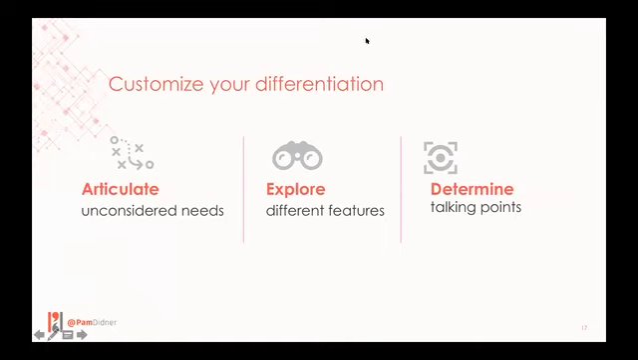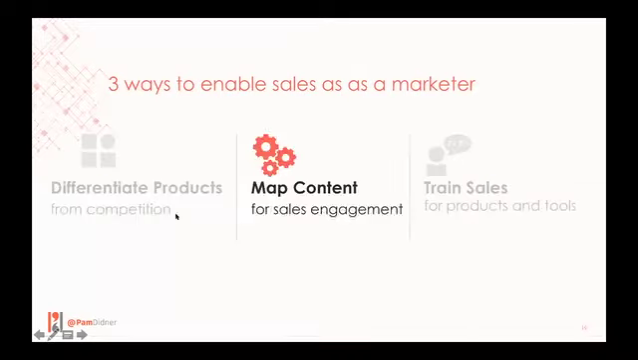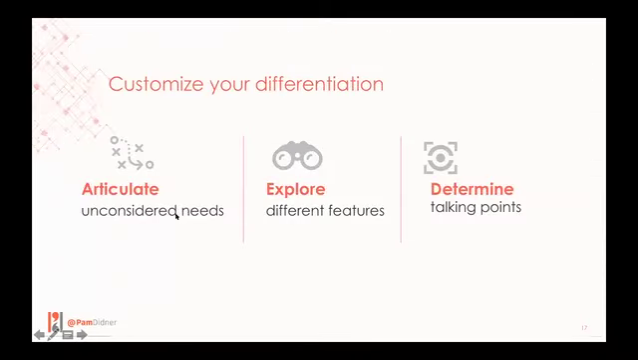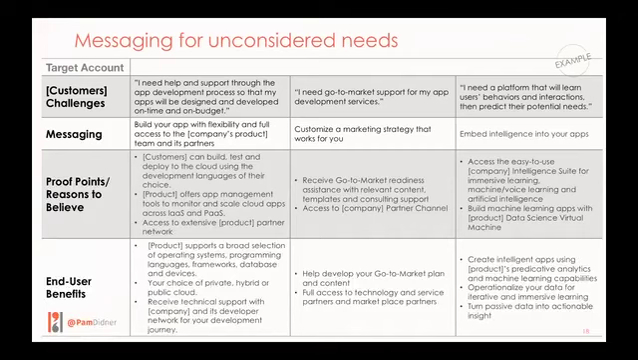So you need to work with your sales team to articulate the unconsidered needs of that specific account. And then you have to look into different features of your product and leverage that to determine what is the appropriate talking point. So how does that change the template? Here is how I'm going to modify the templates.